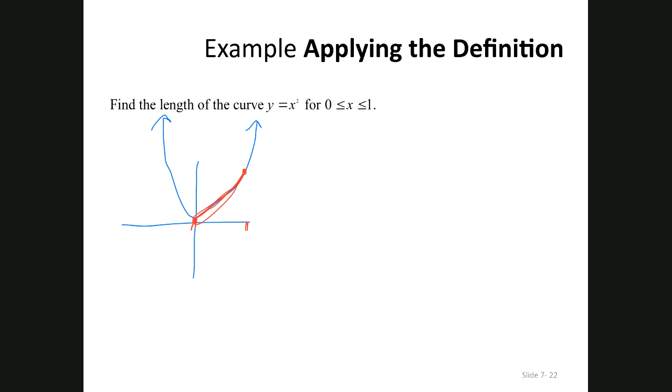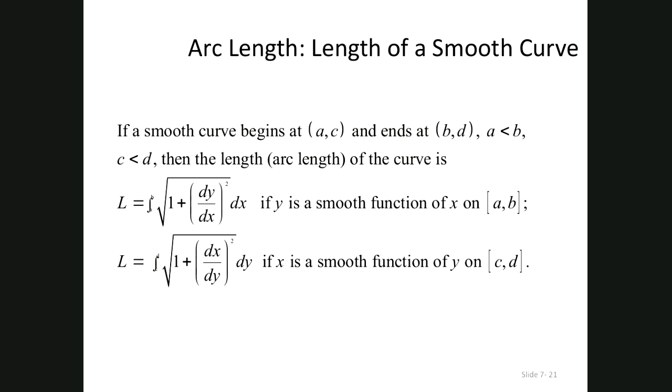All right? So the formula, again, let's go back one slide. The formula, again, is just the integral of 1 plus, well, it's just the radical, so we just get the square root of 1 plus the derivative squared.